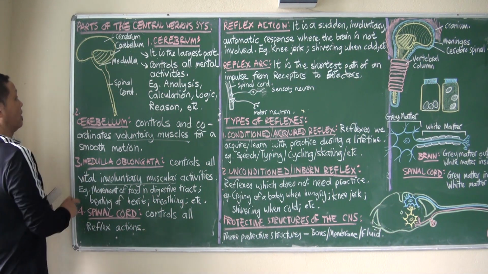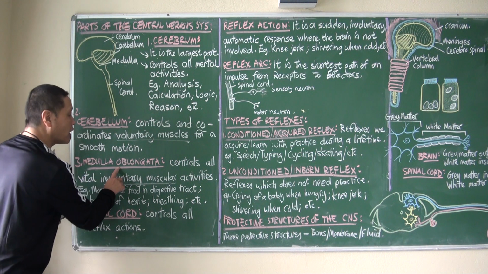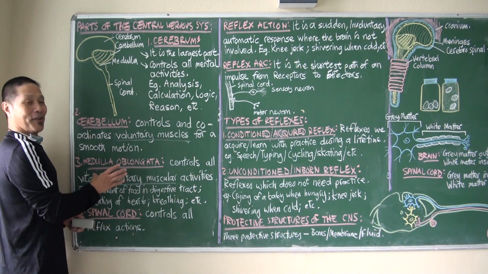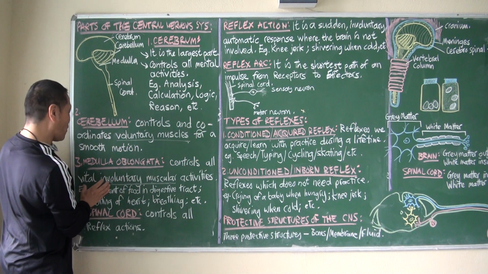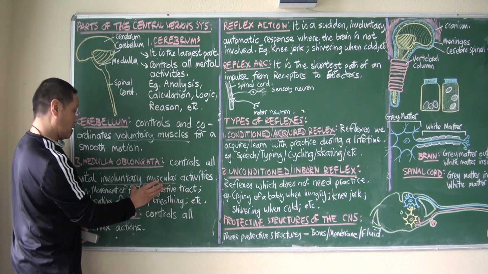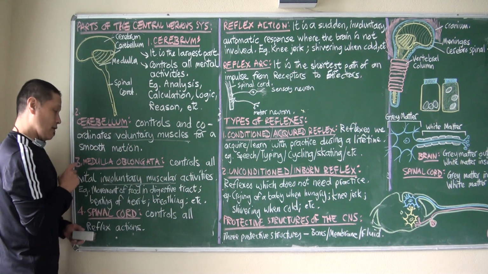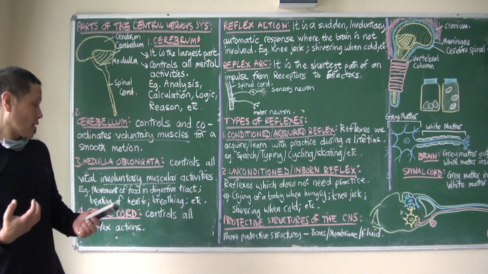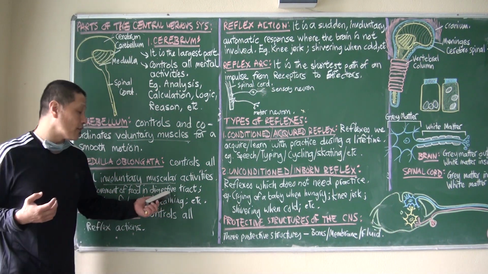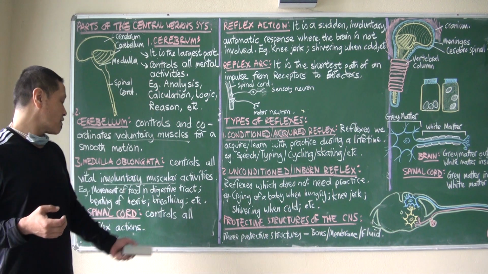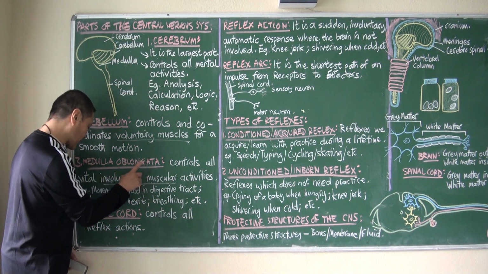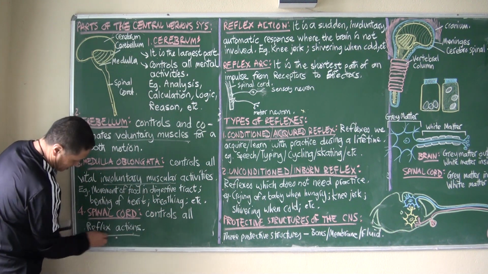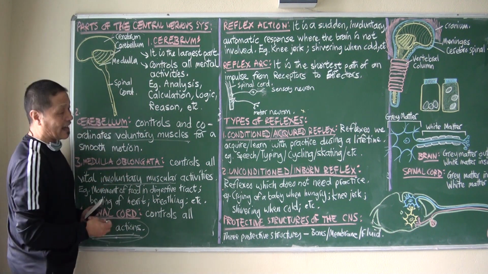The third part is called the Medulla Oblongata. It's not the African language, it's just bio. Medulla Oblongata. It controls all vital involuntary or muscular activities. And there are very, very important involuntary muscular activities, such as breathing, the beating of the heart, the movement of the food in the digestive tract. So this is controlled by the medulla oblongata. Then comes the spinal cord. It controls reflex action. So we are going to see what a reflex action is.